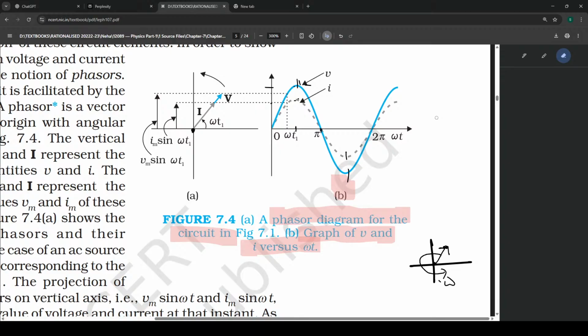Next we have a combined circuit, a series LCR circuit. That is, we have inductor, resistance, and capacitor connected in series. There also we will have a phasor diagram, which is essential to understand this easily.